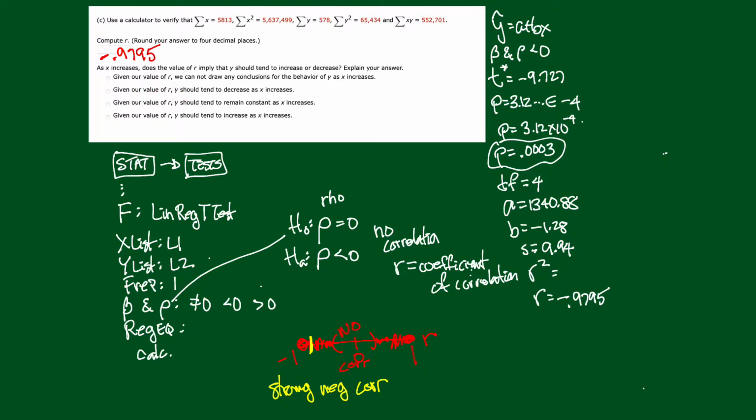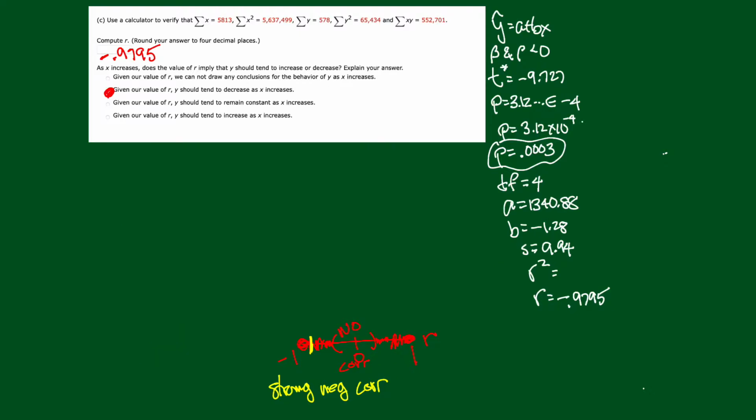Given our value of R, y should tend to decrease as x increases. Yeah, that's true. Y is going to decrease. We can see that in our picture. Given our value of R, y should remain constant. No. Y should increase as x increases. No, the only thing that happens here is that y should decrease as x increases. That's going to be our answer right here.